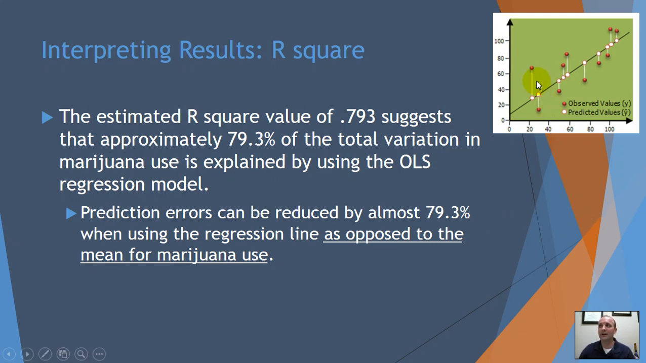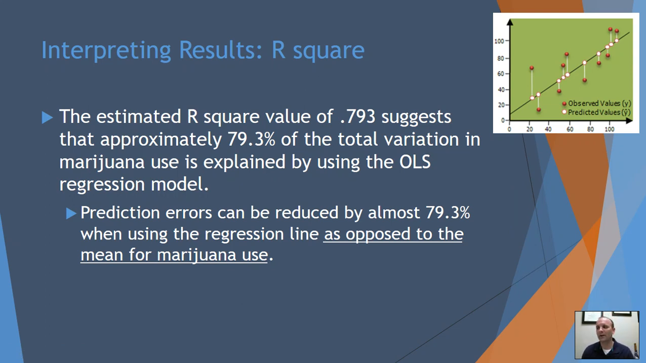If instead of just saying, well, kids on average use marijuana at this rate, you can reduce that by saying, well, we factored in the influence of delinquent peers, the influence of age, the influence of sexual activity, right? Sexual involvement as a juvenile. And we see that by doing so, we can reduce prediction errors by 79.3% when using this regression analysis.